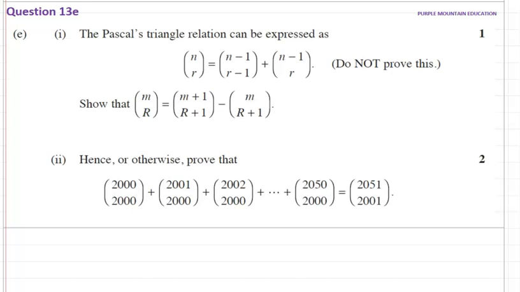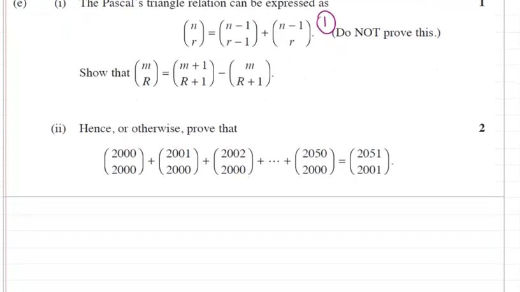Question 13e. The Pascal's triangle relation can be expressed as this. Show that relationship, hence or otherwise prove this. Okay, pause here to try yourself. All right, so notice that in part 1 we're given a relationship and we're told do not prove this. So I'm allowed to use this. I'll call this equation 1, but I'm not obliged to prove it.